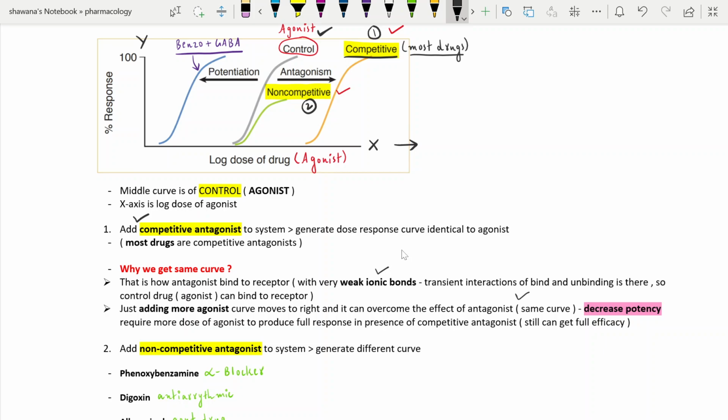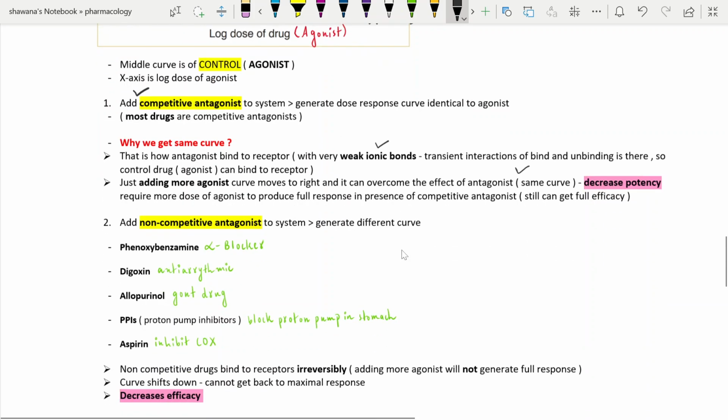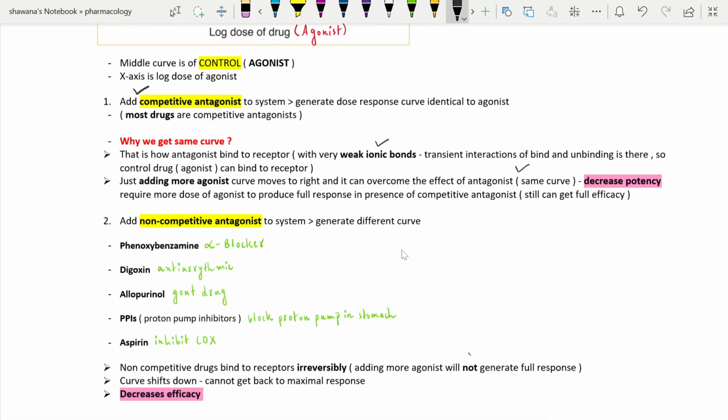Talking about the non-competitive antagonist, these non-competitive antagonists bind to the receptors very strongly. They do not bind to the receptors with weak ionic bonds. They bind with the receptors with strong bonds, and they do not allow the agonist to bind to that receptor when they are in contact with it, so they cannot fully generate the response.